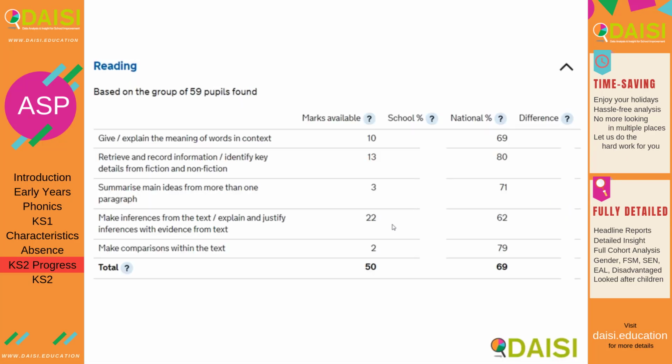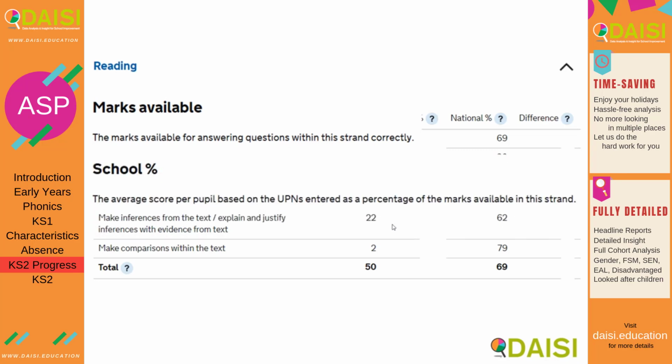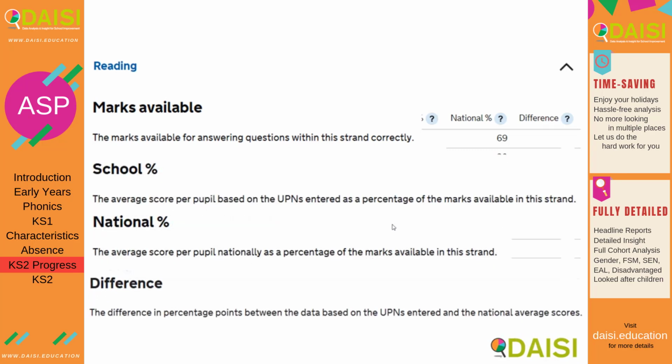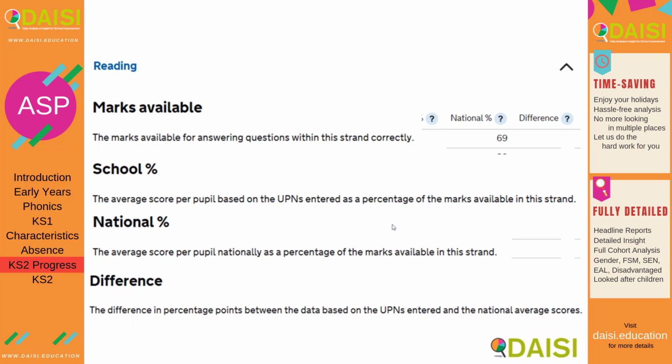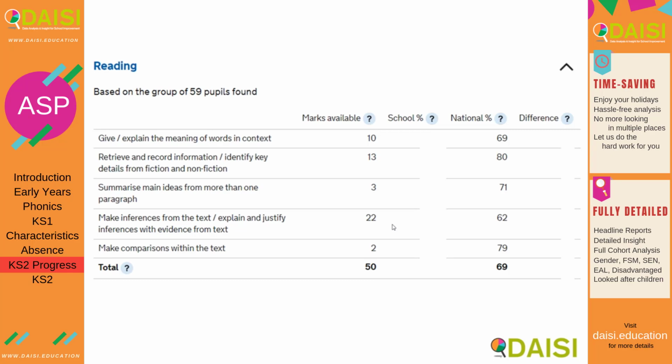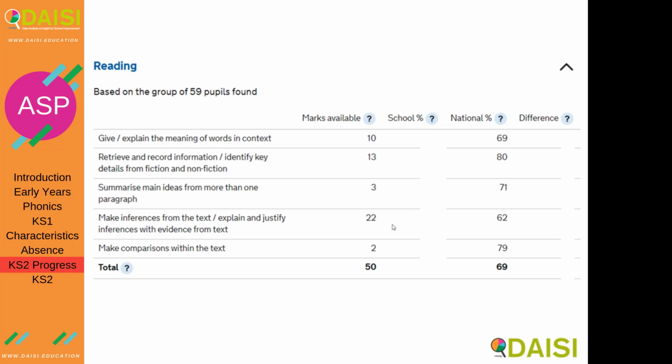you can see that there are between 5 and 9 strands for each of the subjects, with number of marks available, your school percentage, the national percentage, and the difference between school and national. So there are 5 strands for reading. Now bear in mind, not all strands are created equally. For example, 3 strands amount to 90% of all of the available marks. So you might find you are, say, 30-40% below national for make comparisons within the text. However, it was only worth 2 marks out of 50, 4% of the exam.